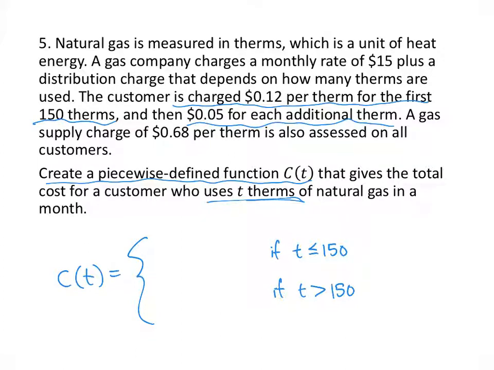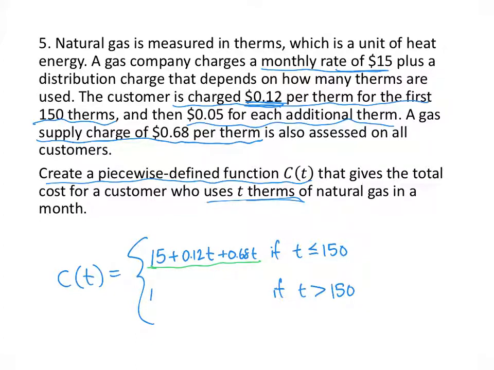Okay, so what do we do for the first 150 therms? Well, we're charged 12 cents per therm for the first 150. So we've got our monthly rate of $15, and then we've got 12 cents per therm, so 12 cents times the number of therms, which is T. We also have the supply charge of 68 cents per therm, and that's charged no matter how many therms we use. So that's another additional 0.68 times T. So it's 12 cents per therm times the number of therms, plus 68 cents per therm times the number of therms. Now we could multiply that out and simplify it, but that's the basic formula that we would have for the situation when T is less than or equal to 150.